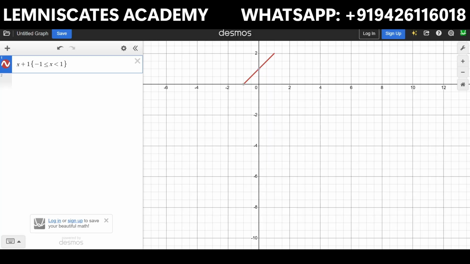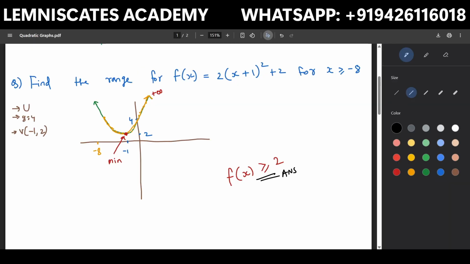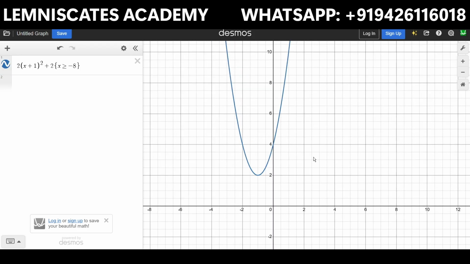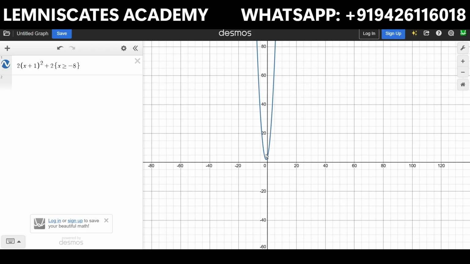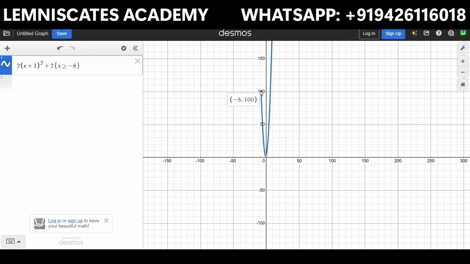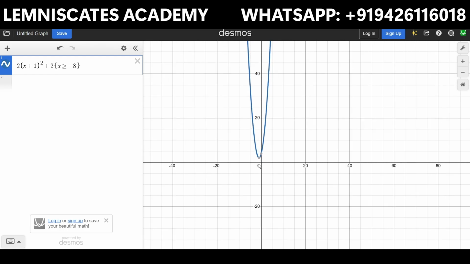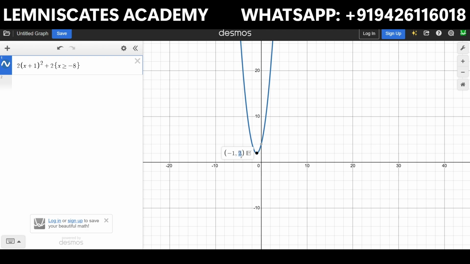You can also cross-check the answer using your Desmos. The question was 2 times (x plus 1) squared plus 2 and the domain was x greater than or equal to minus 8. And if I can show you the graph, so yeah, at minus 8, of course, the output is some value. We don't care about that, to be honest, because the least output your graph is giving you is 2.